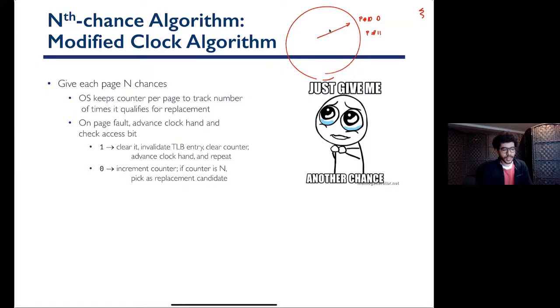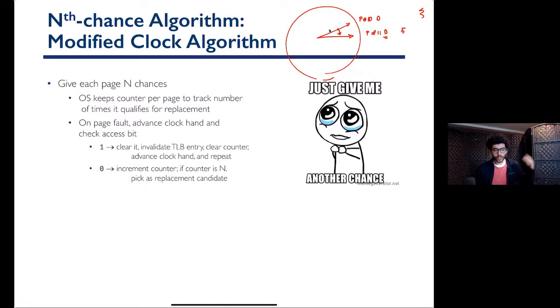Okay, so let's say this is now 0, and this guy is 5 for some reason. Now the head moves to this guy. So let's say a page fault happened. We advance the head. We look at this guy and we see it's 0. The access bit is 0. This means that this page wasn't accessed since the last time we came to this. Now, what do we do?